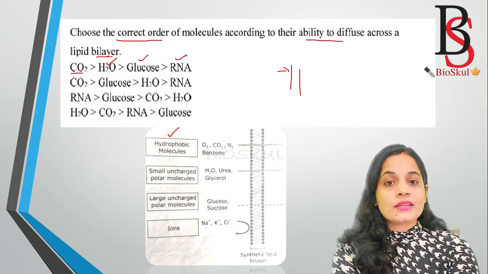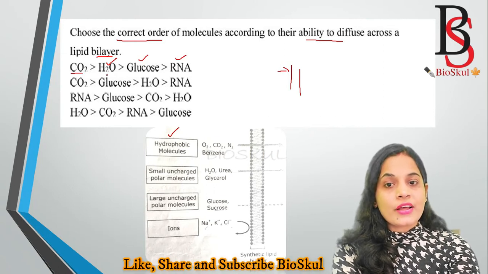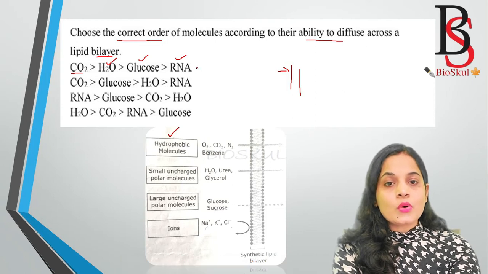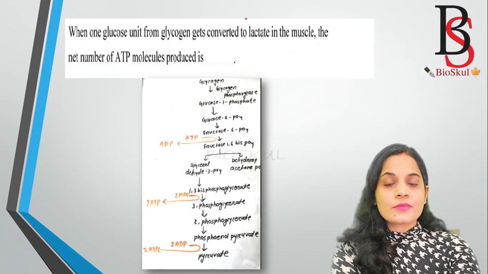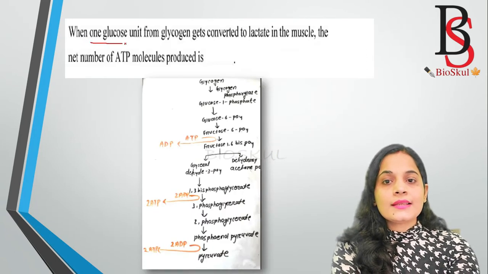Okay, so the ion, it is RNA, which is negatively charged, so the correct order will be carbon dioxide, then water, then glucose, then RNA. Okay, so this one is the correct option.